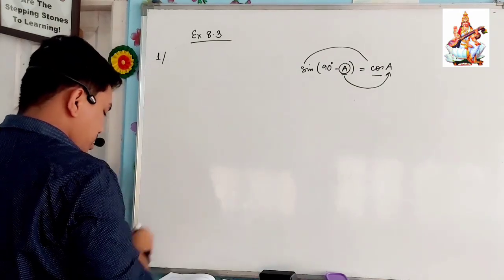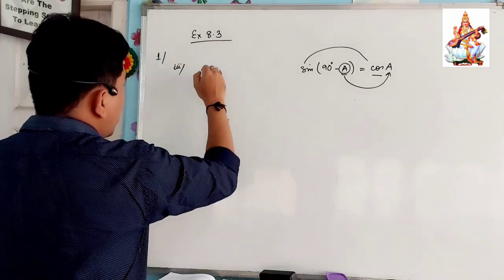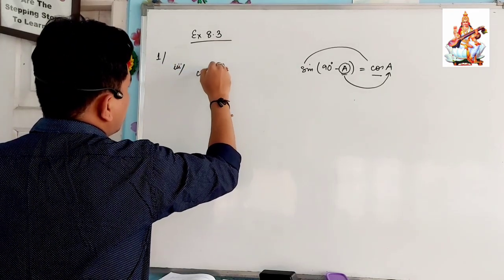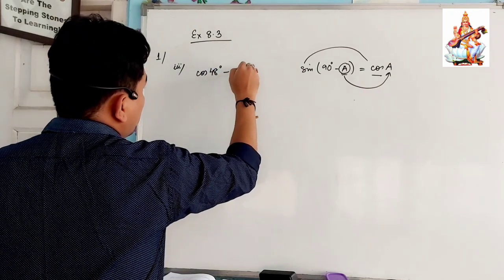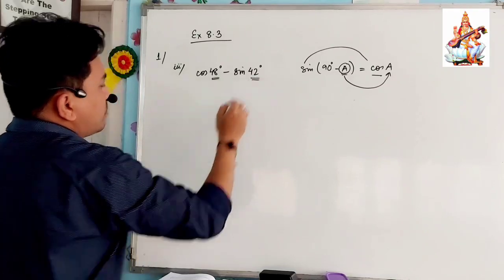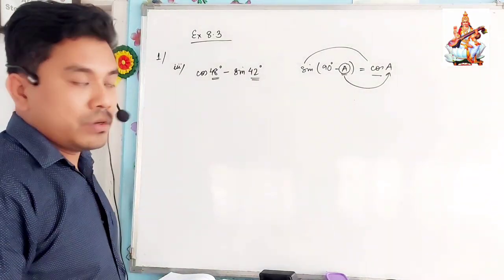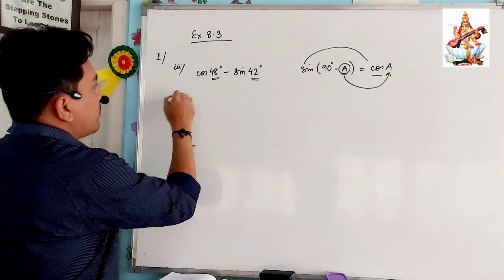Number 1, number 3. What is given? Cos 48 minus sine 42. Can we see here, these two angles are also what? Complementary angles. 48 plus 42 will be what? 90 degrees, isn't it? So we'll convert one of them again.